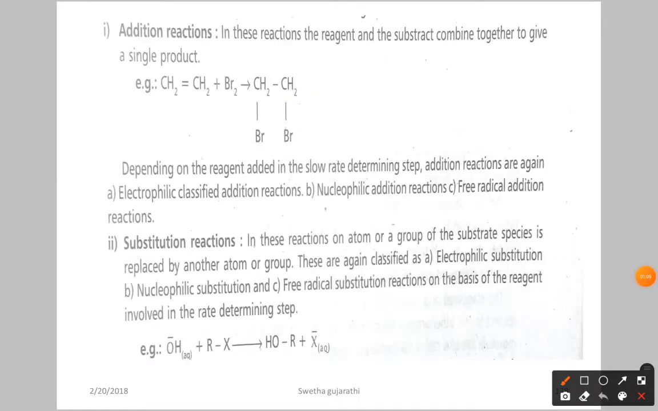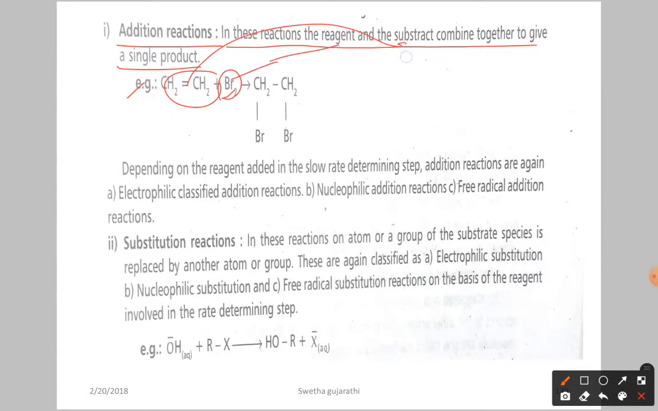First we have the addition reaction. The name itself indicates we are going to add. In this reaction, the reagent and the substrate combine together to give a single product. For example, we have ethene reacting with bromine. Bromine is our reagent, and ethene is our substrate.